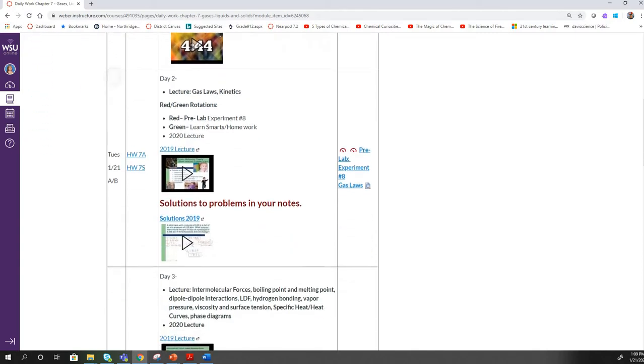Today we're going right here. There are problems in your notes. I want you to have a chance to be able to do them, so I put the solutions here to see if you can figure them out. And then you can go back here and check it. Okay? So we're going to go through the lecture. We're going to get started. Hey guys, stay with me.